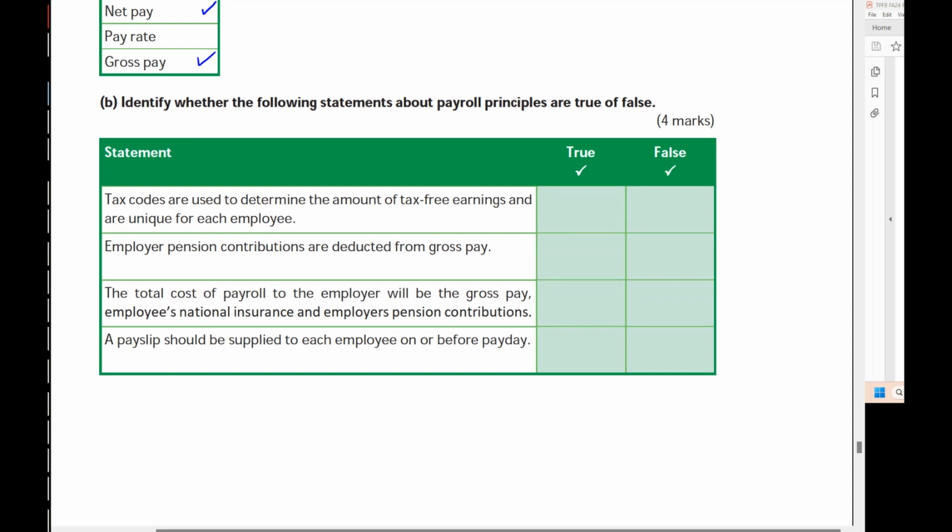We've then got some payroll principles. Establish whether these payroll principles are true or false. Tax codes are used to determine the amount of tax-free earnings and are unique for each employee. That's true. HMRC will look at your circumstances and say, based on you and your circumstances, how much ought we to be giving you as a tax-free amount?